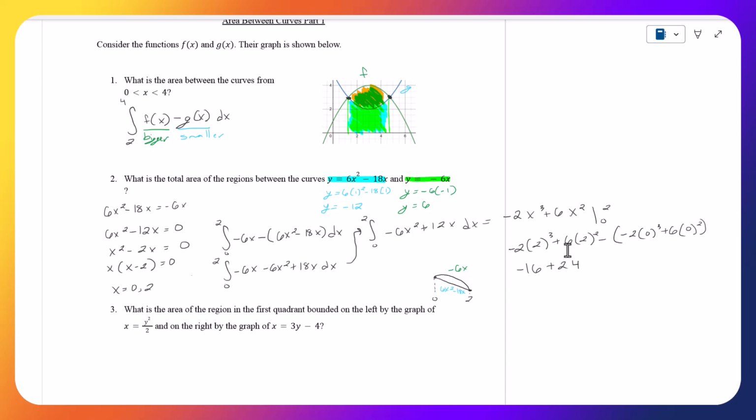Oh, okay, I made a mistake on my key, but my actual one is right. So we get negative 16 plus 24. Of course, that's just 8. So this is our total area between the regions.